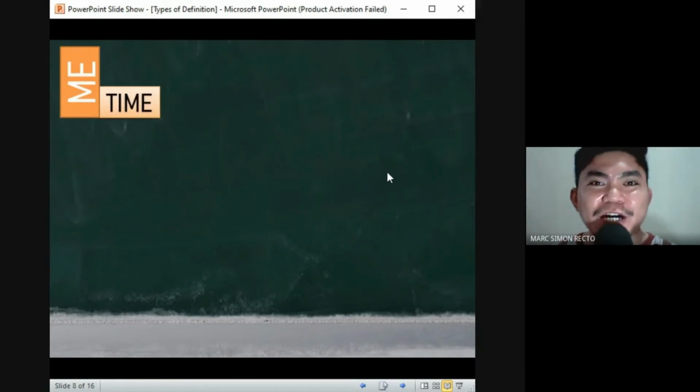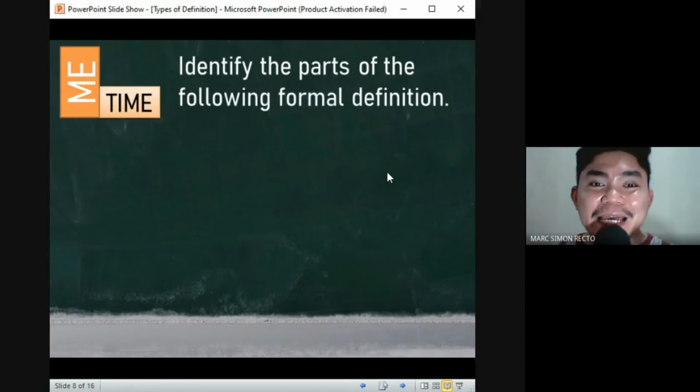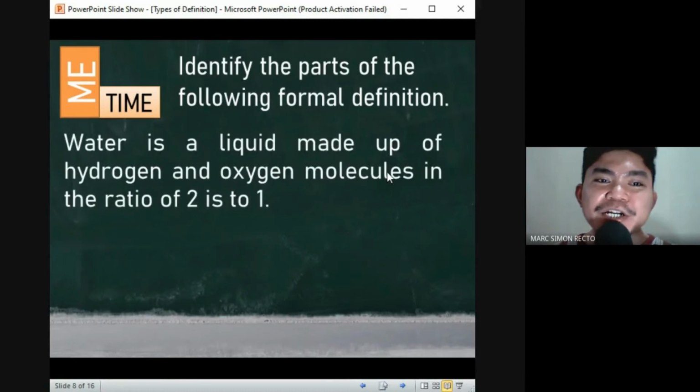Now, we have here another Me Time. If I'm not mistaken, this is the second Me Time. Here's your activity. Identify the parts of the following formal definition. Water is a liquid made up of hydrogen and oxygen molecules in the ratio of 2 is to 1. Let me repeat. Water is a liquid made up of hydrogen and oxygen molecules in the ratio of 2 is to 1. I'll give you 5 seconds to identify the parts of this formal definition.